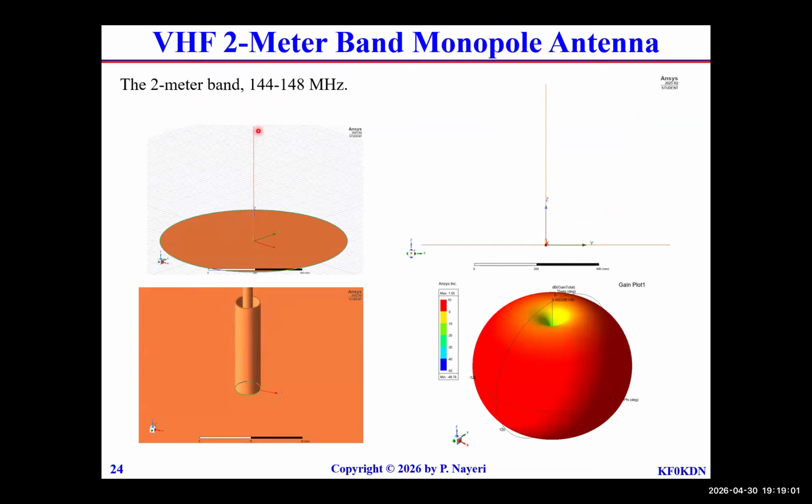I didn't do any fancy calculations with it. For the 2-meter band, if you want a quarter wavelength, then we are talking about 50 centimeters for the length of that monopole. And that's exactly what I've used there. So this is a 50 centimeter wire.